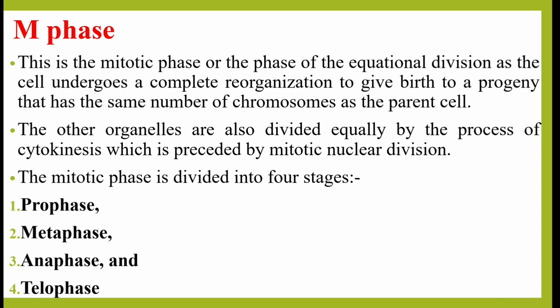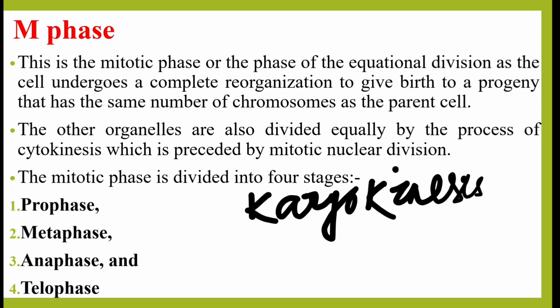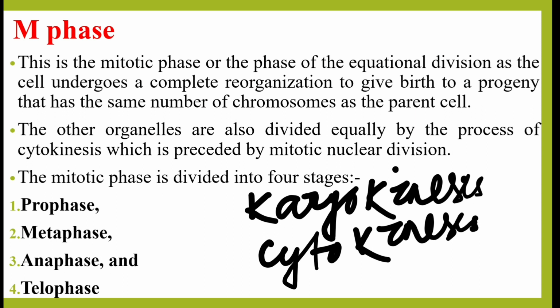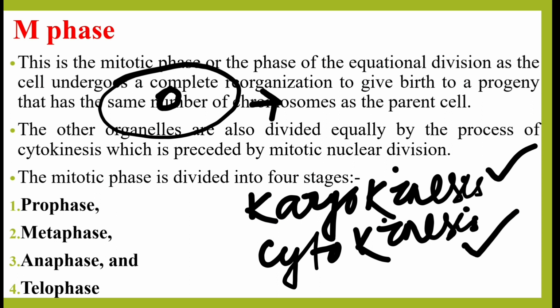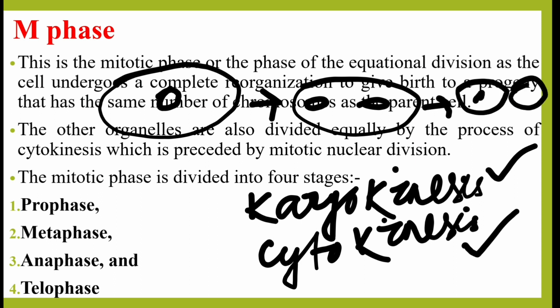So the M phase is again divided into two phases. One is karyokinesis and the second one is cytokinesis. Karyokinesis is the division of the nucleus and cytokinesis is the division of the cytoplasm. So at first in a cell, the nucleus divides to form two nuclei. Then the cytoplasm divides or separates in the process of cytokinesis to form two cells, two daughter cells.